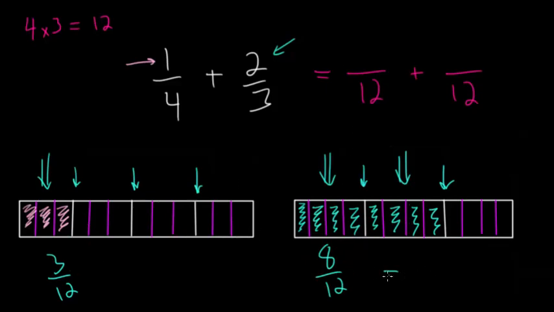So our sum, when we add these together, would just be 11 divided by 12, since we have 11 of these blocks. And these blocks come from a rectangle that was divided into 12 equally spaced pieces. So this, again, gives you kind of a visual way to solve it.